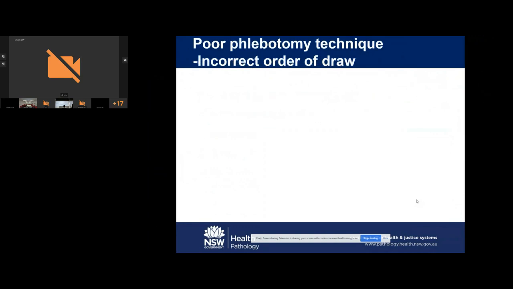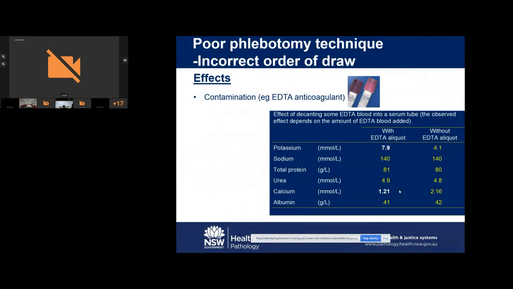Another phlebotomy technique error is to do with incorrect order of draw, so the order of collecting blood tubes. This can lead to contamination. One of the most notable examples is EDTA contamination, so the purple top tubes. So if that contaminates serum or gold top tube, we've got an example of the type of results we might see.